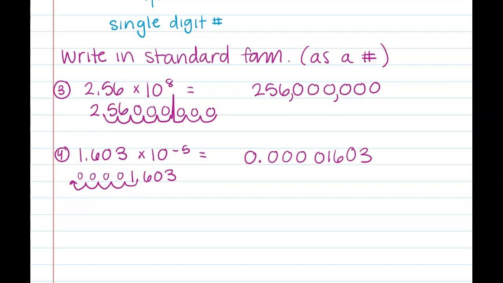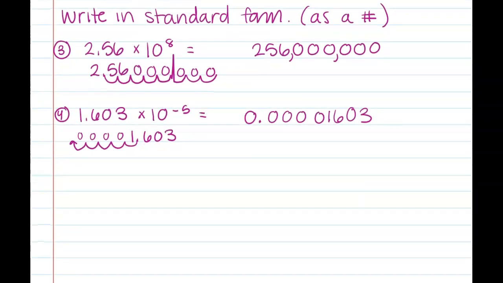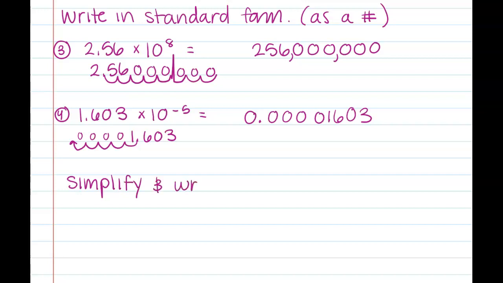The reason we like scientific notation is because writing numbers with a bunch of extra zeros just takes up space. So scientific notation just makes things a little cleaner sometimes. Sometimes we're asked to simplify expressions and write that simplified expression in scientific notation.